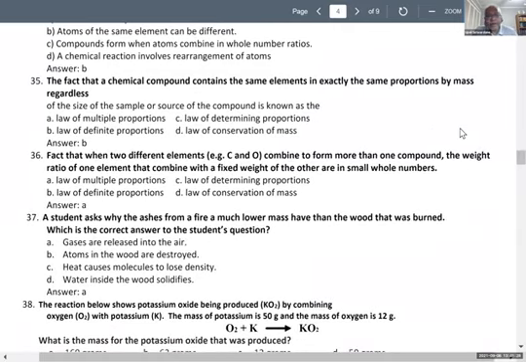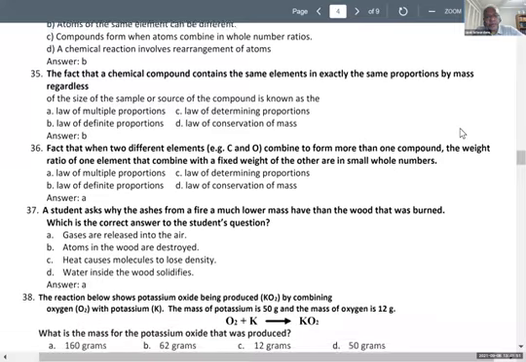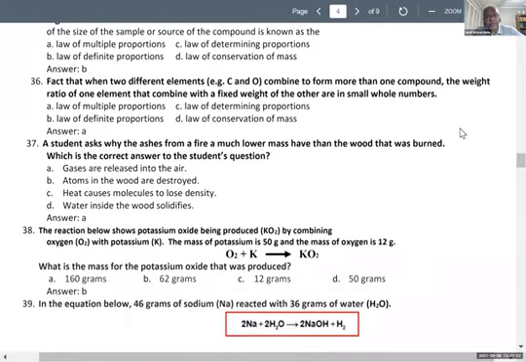The fact that a chemical compound contains the same elements in exactly the same proportion by mass, regardless of where it is found, is the law of definite proportions. Water always has a fixed composition, a definite proportion of hydrogen to oxygen.